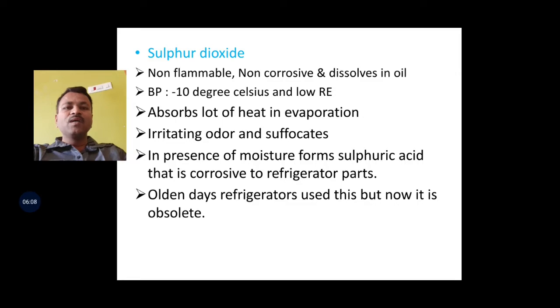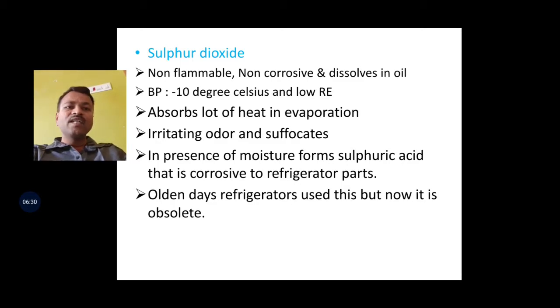Okay, that is a small one; within 5 cycles it will absorb the heat. At the same time, ammonia takes 10 cycles to make it cool. Just as an example, within 5 cycles of operation you will get the cool space. But in the case of ammonia or other things, it will take a lot of time to make it cool. So it absorbs a lot of heat in evaporation for every cycle.